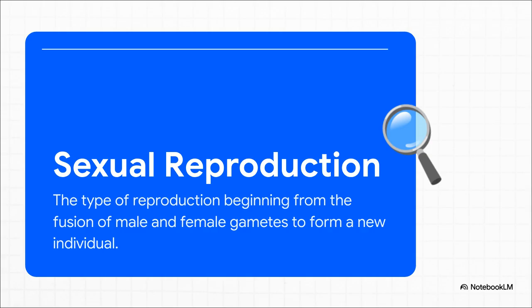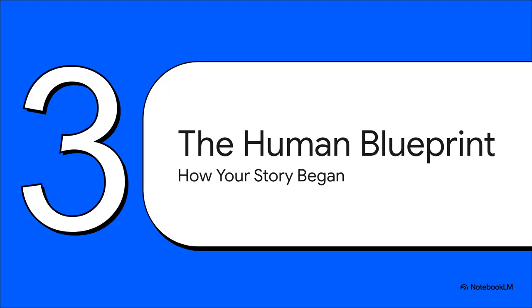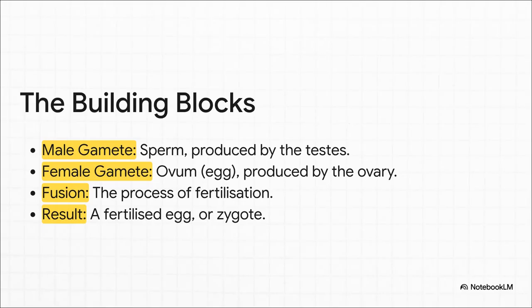And that happens through sexual reproduction, which kicks off at the very moment two super specialized cells, one from a male and one from a female, come together and become one. So the big question is, how does that one fusion event create the entire blueprint for a human being? Well, it all comes down to the unique building blocks that each parent contributes. And here are those building blocks.